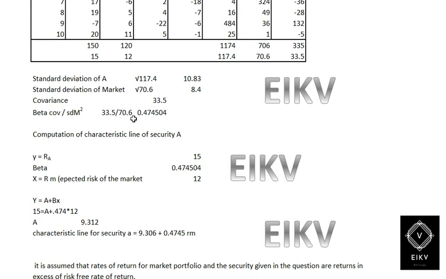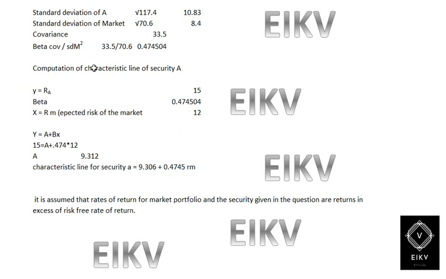So the covariance would be 33.5 divided by 17.6, the variance of the market. Therefore, the beta would be 1.9 . Now the computation of the characteristic line.